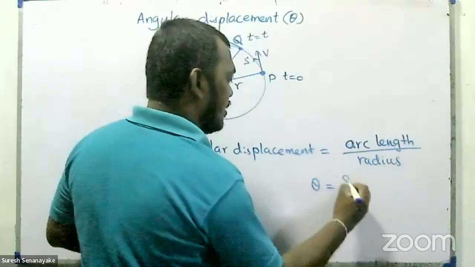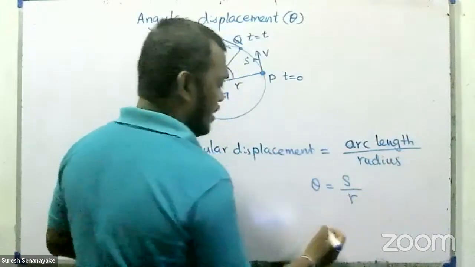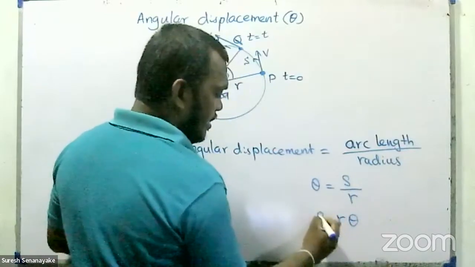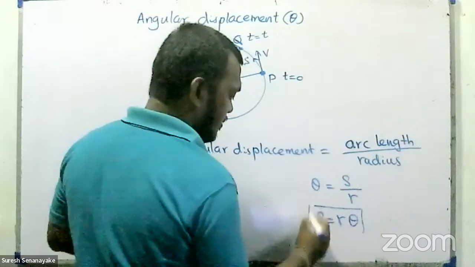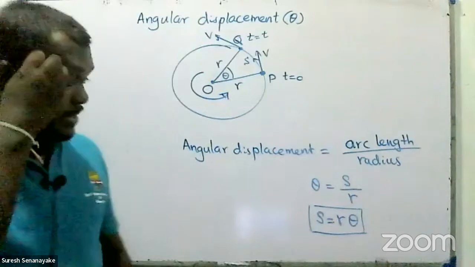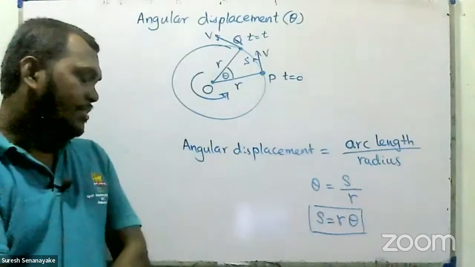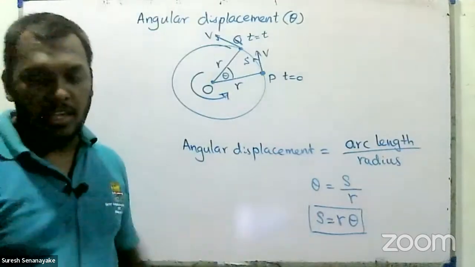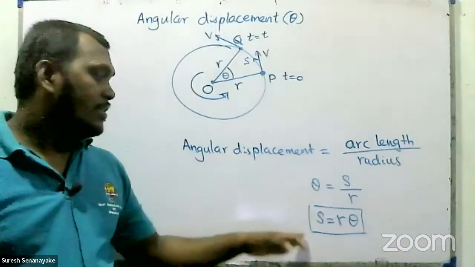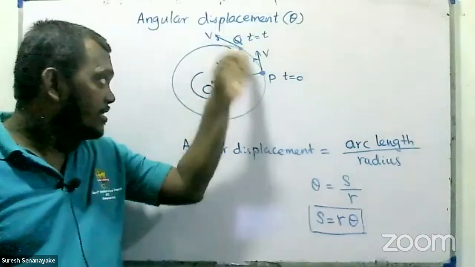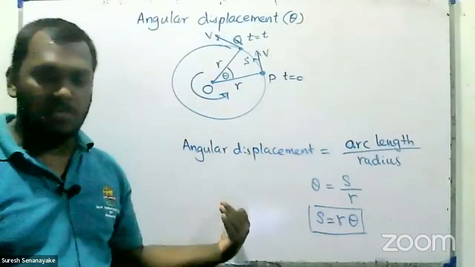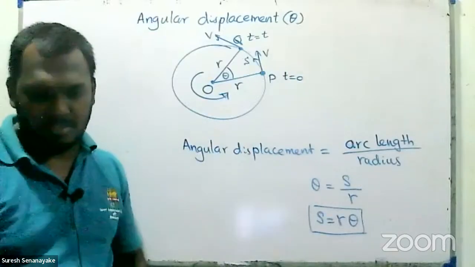Theta equals arc length divided by the radius r. So the equation to calculate the arc length is s equals r theta. That is the relationship between the angular component and the linear component, right? Here, the angular displacement theta relates to the linear distance traveled. So that is the relationship between the angular displacement and the distance traveled.